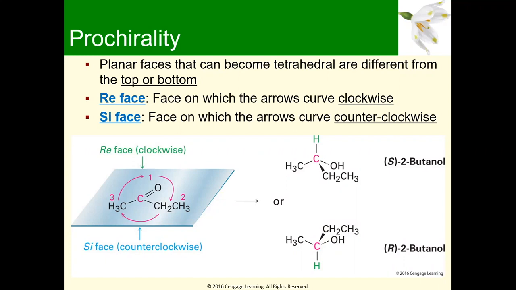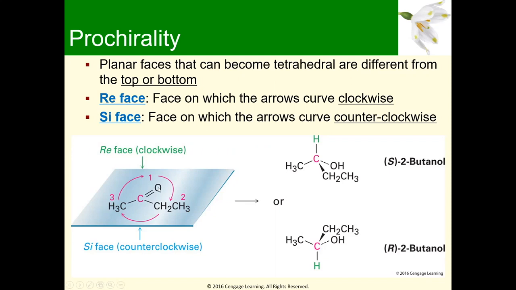So the planar faces can become tetrahedral, different from the top or the bottom. All right, so these are a very similar kind of annotation to what we've seen before. Instead of R, it's Re, the Re face. That's if you're looking at the molecule and the priority goes clockwise, as you can see here.